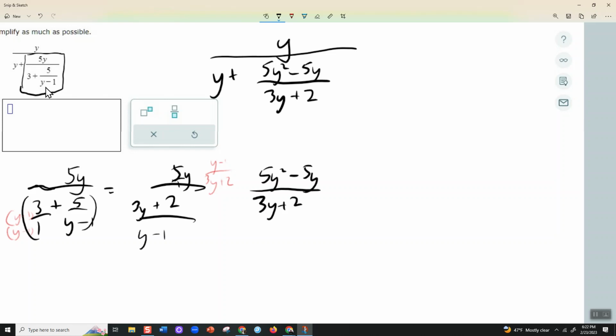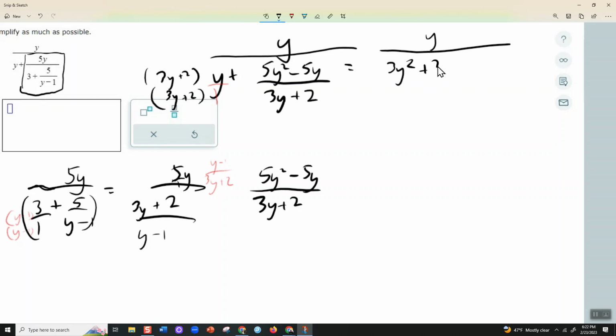Again, focus on this part first, and then now we're going to try and get a common denominator here. This is over 1, so we're going to have to multiply by 3y plus 2 over 3y plus 2 to get a common denominator of 3y plus 2. So this is going to be y over, 3y times y is 3y squared, 2 times y is 2y. And then we've got plus 5y squared minus 5y. And all of that is over 3y plus 2.